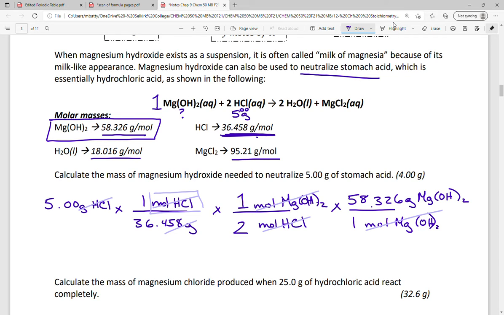I simply go across, and if something's on the top, I'm going to multiply by it. If it's on the bottom, I'm going to divide by it. So this in my calculator would be 5 divided by the 36.458 divided by the 2 and multiplied by the 58.326. I'm going to round all of this to the 3 sig figs from my original piece of information that was given. And on my calculator, I'm going to round that to 4.00 grams of magnesium hydroxide.